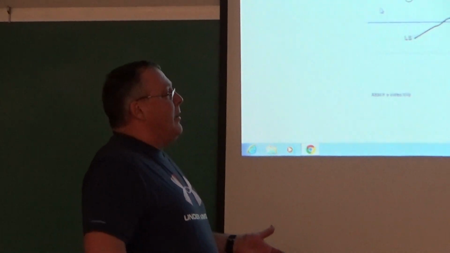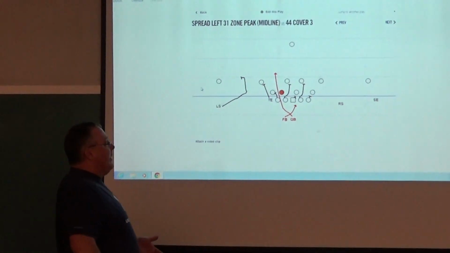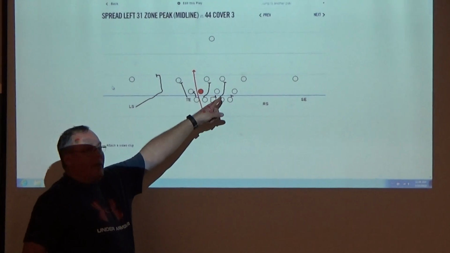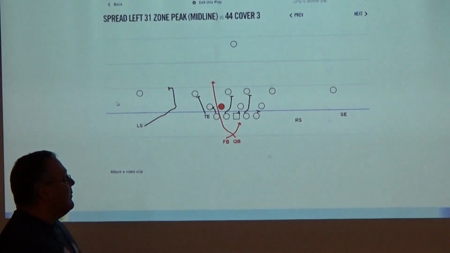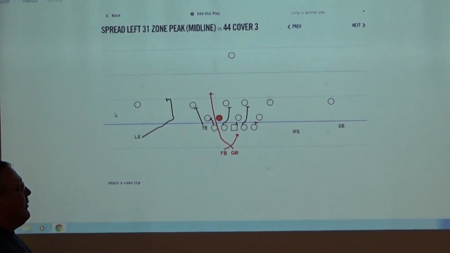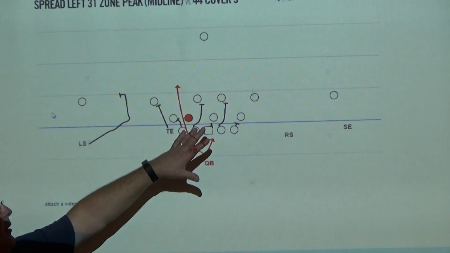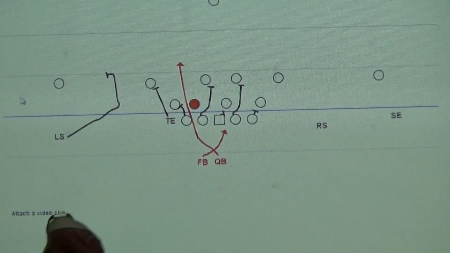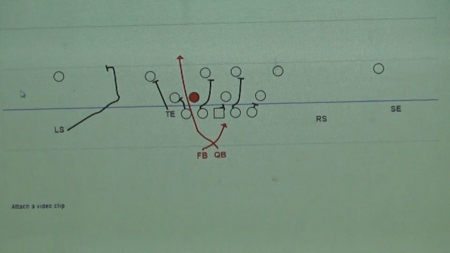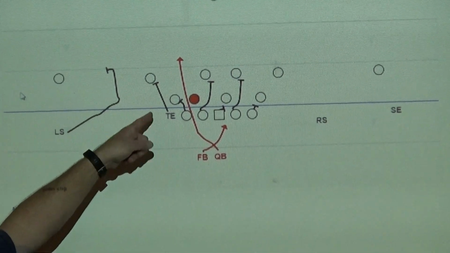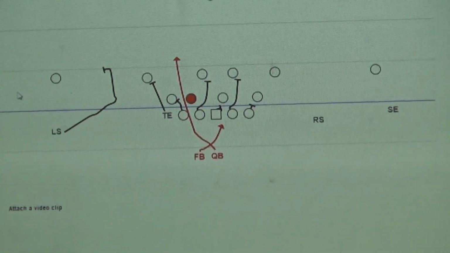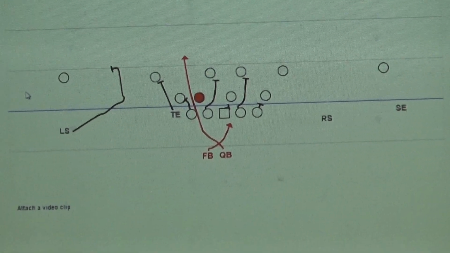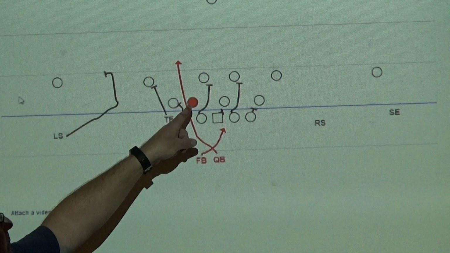Everybody in the world runs zone read, where you're going to put the fullback here, and everybody zone steps and reads this kid. Well, this is a little different. Basically, the front side is running zone, and the back side, nothing changes. Again, keeping it simple for the kids to learn. Tackle and tight end on midline, you just tell them, hey, zone peak is midline. That's all you tell them. Now you're reading this kid right here.